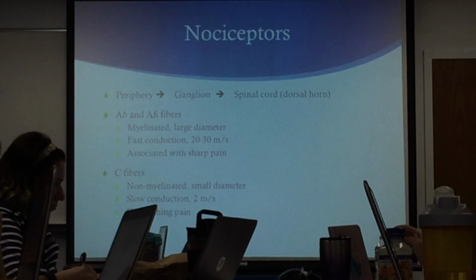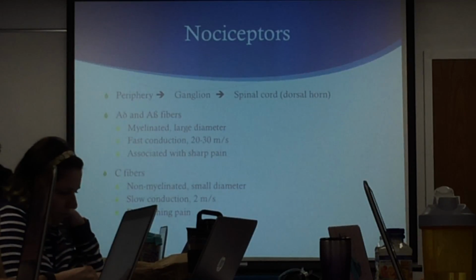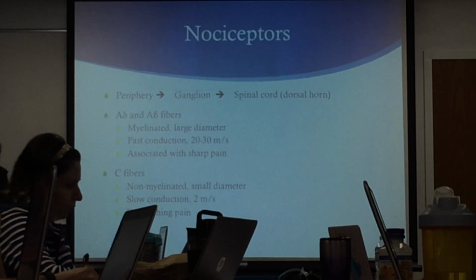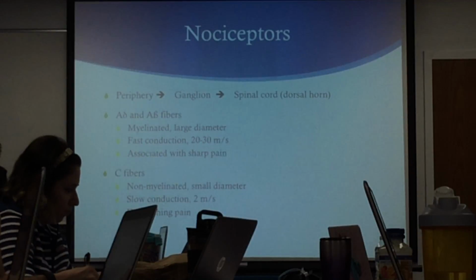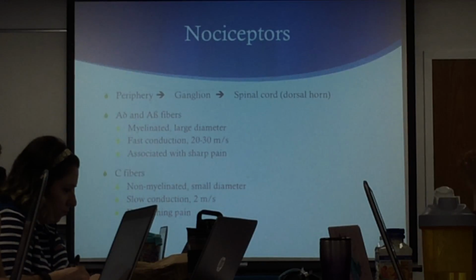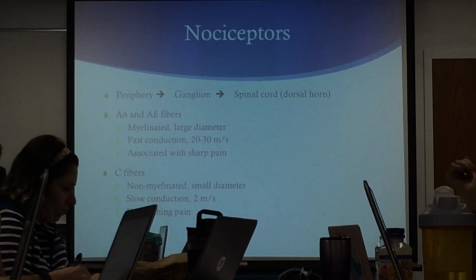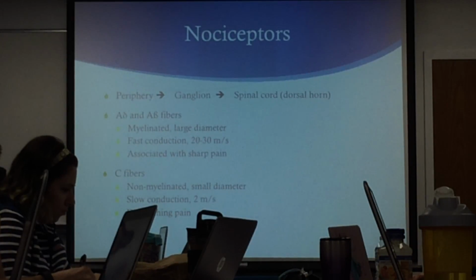The C fibers, which are smaller, non-myelinated, and very slow conducting, are associated with the dull, aching pain. And they encode these different sensations. That's why you get that order of events. If you get a bee sting, you always feel that immediate sharp pain, and then you get this kind of dull ache. The reason that the dull ache comes last is because the C fibers are slow. So that's why you get the sharp pain first.